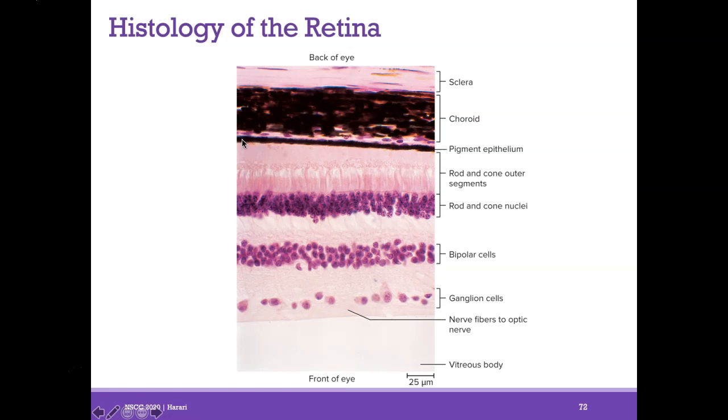So that marks the end of the neural layer. Then this is the vascular layer, choroid. You can see the blood vessels. And then you have the sclera, which is all collagen, dense connective tissue that is very tough and fibrous.